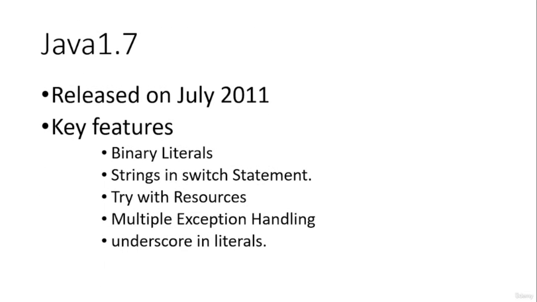Now let us discuss the next version of Java, 1.7, which was introduced in July 2011, and its key features include binary literals. Binary literals allow us to assign binary values to integers and so on, with a special symbol and a binary notation. Next thing which we need to mention here is strings in the switch statement. Java also has a switch statement, as in all other languages. In the switch statement, we can give a string as a literal. That is a new feature introduced in 1.7.